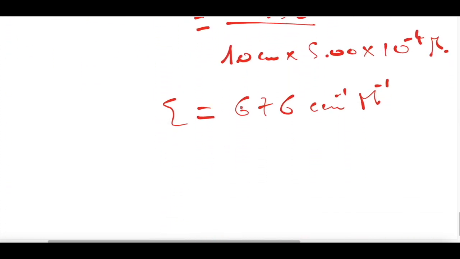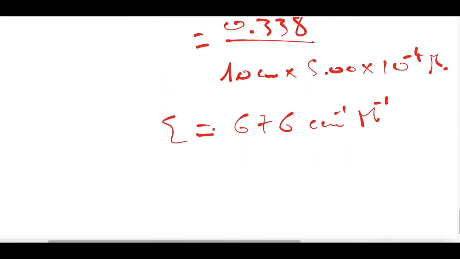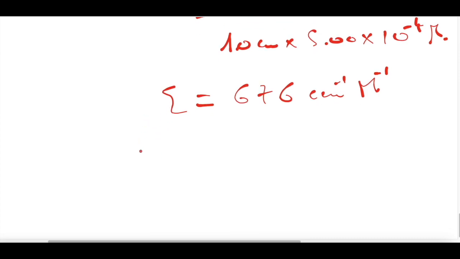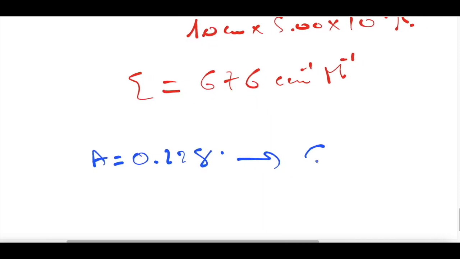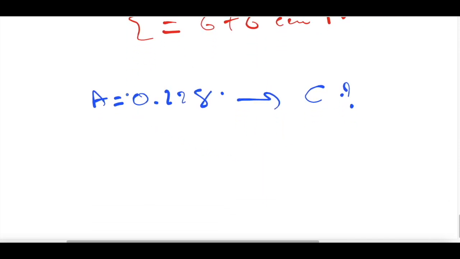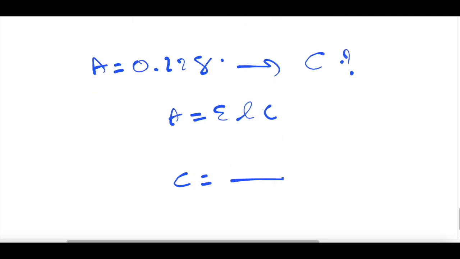Now, for the same analyte and the same path length, we have a different absorbance. Let's say A equal to 0.228. So the question is, what is the concentration of this solution of the same analyte? Here, Beer's law is also A equals epsilon L C. So the concentration will be equal to A over epsilon times L.